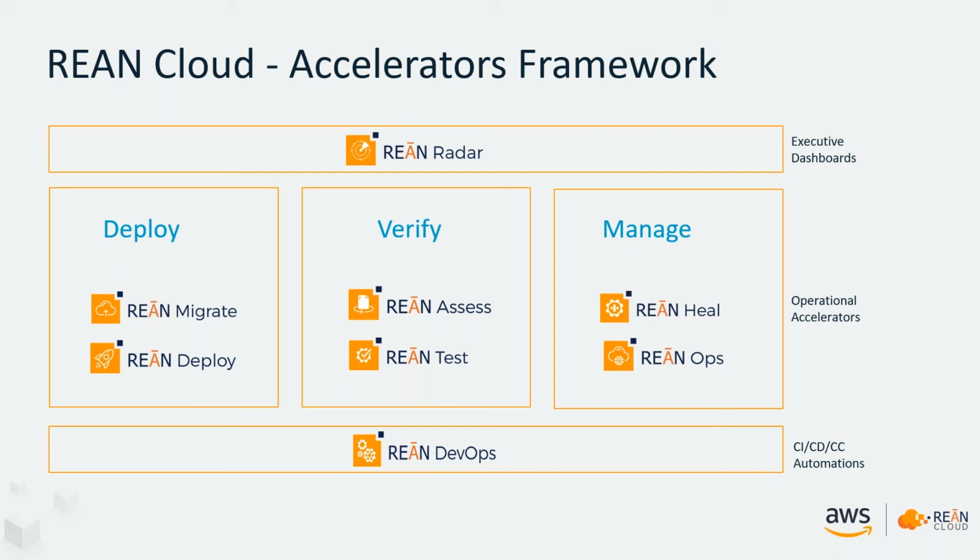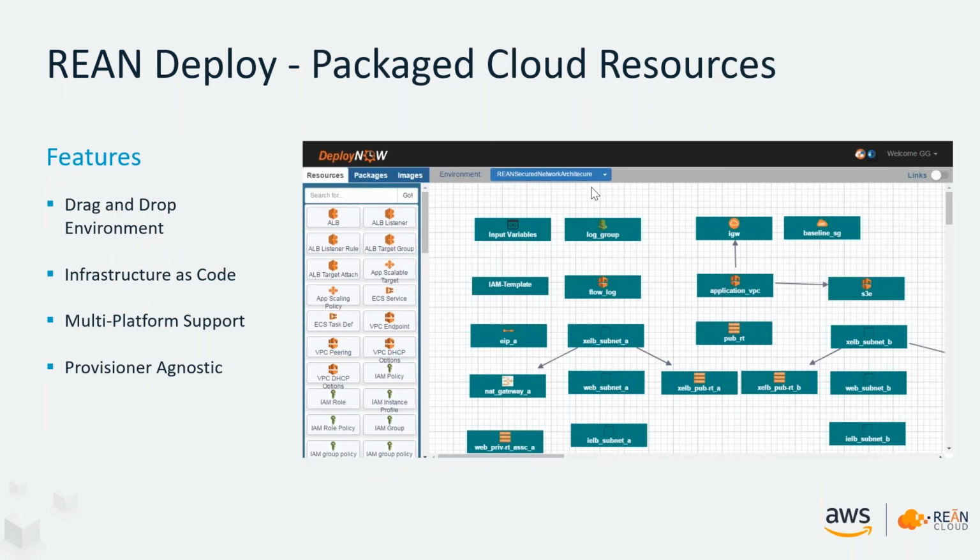And so what you see here is this REAN Cloud Accelerator framework, and each of those elements represents a specific module in that framework. We're going to talk specifically about the deploy module, which is something that we used in our work with Gigamon.